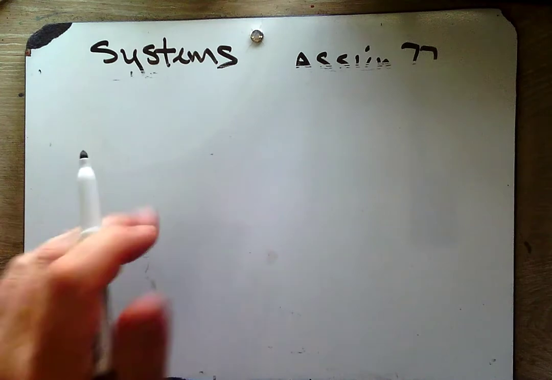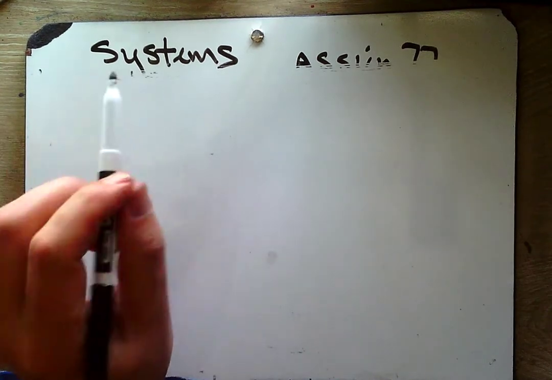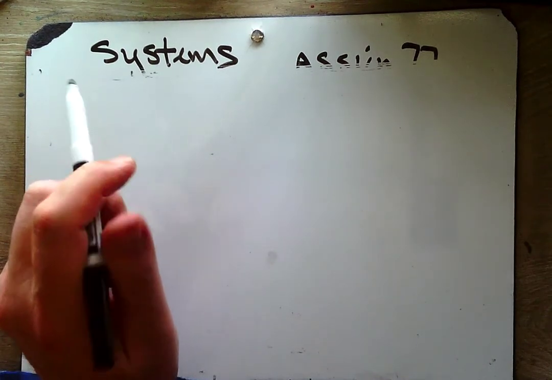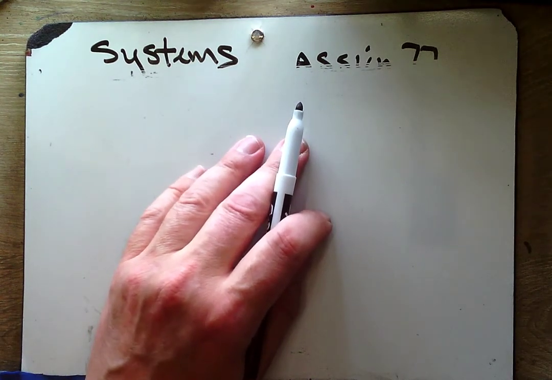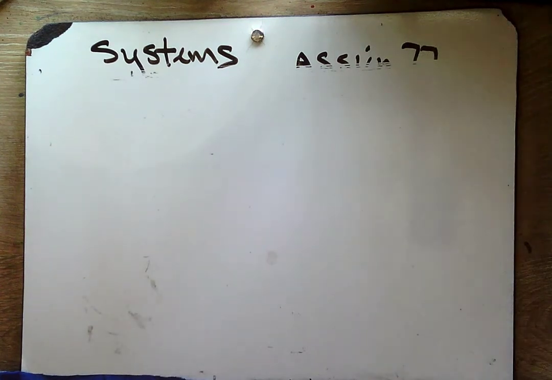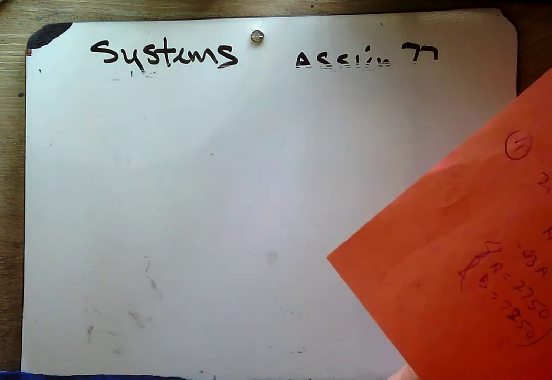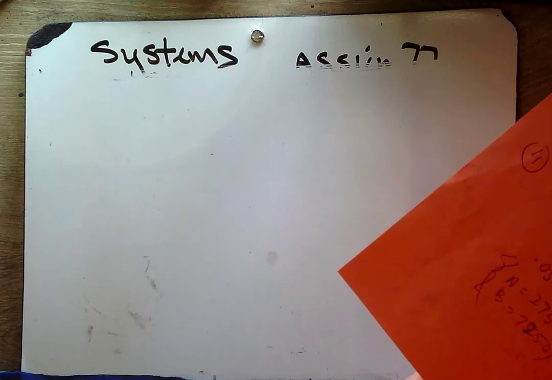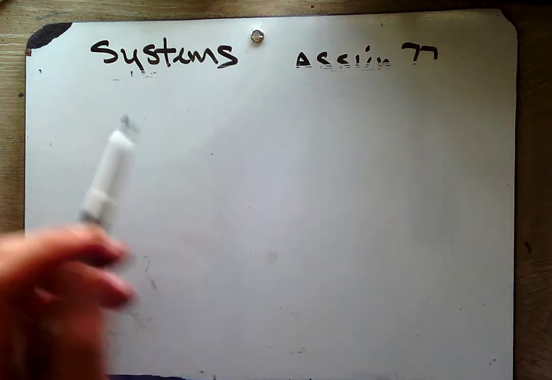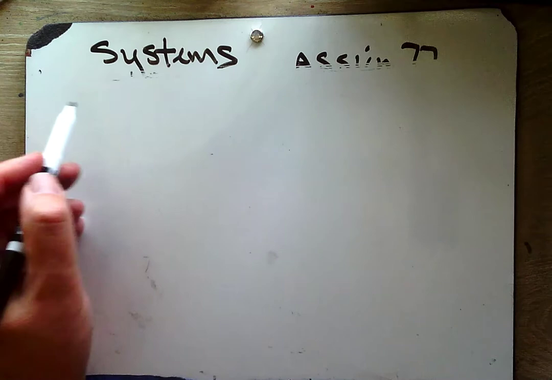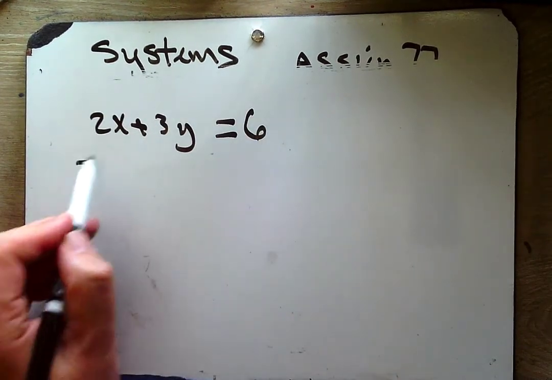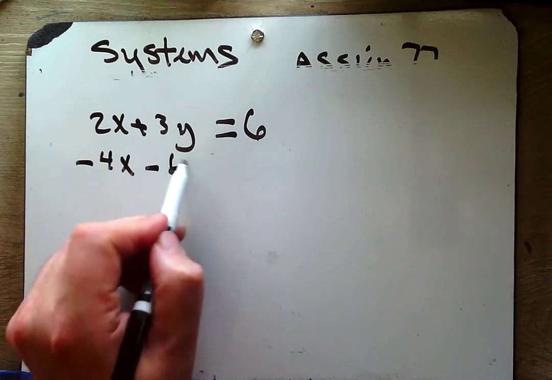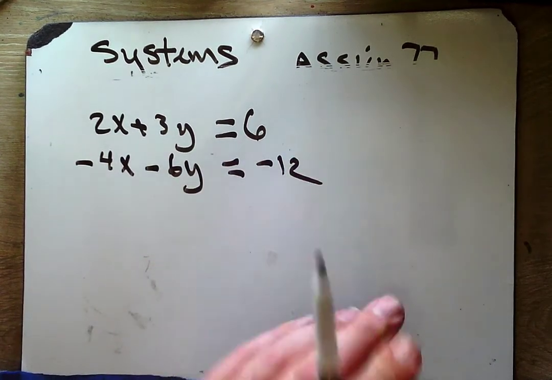Okay, so how about we practice parametric a little more, and then I'd like to move away from linear systems, and I'd like to look at a bunch of non-linear systems. Ooh, and it looks like there maybe are some word problems we could look at. So let's get going. How about 2x plus 3y equals 6 and negative 4x minus 6y equals negative 12.